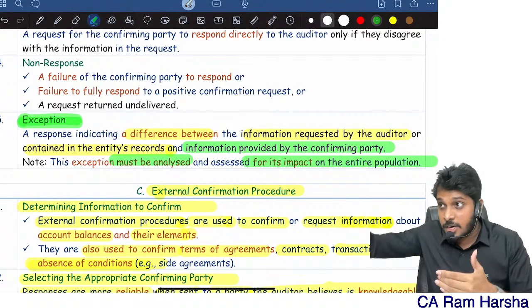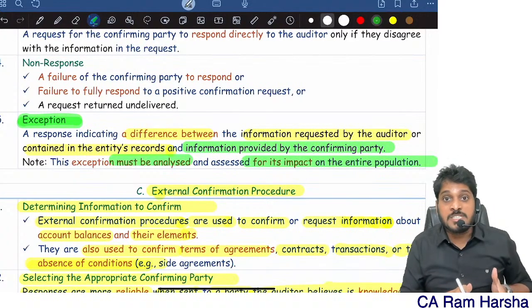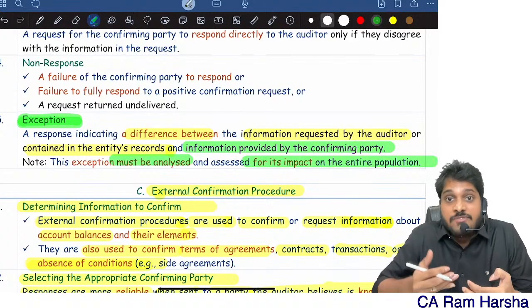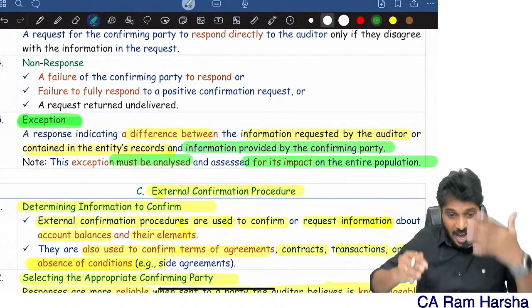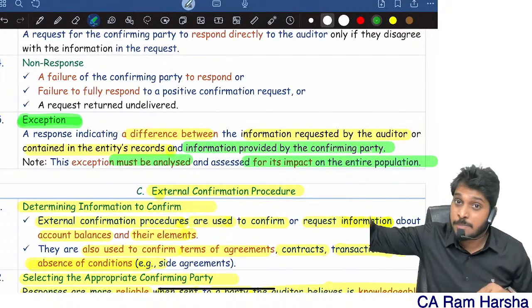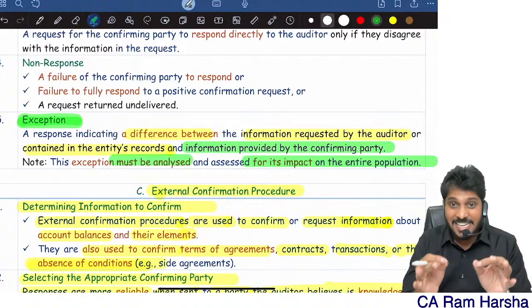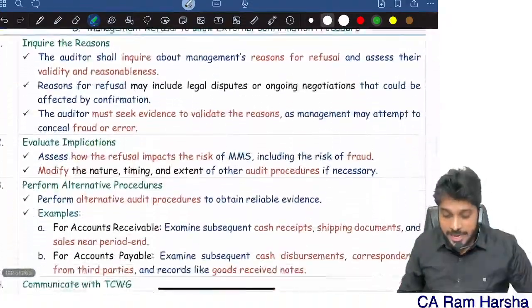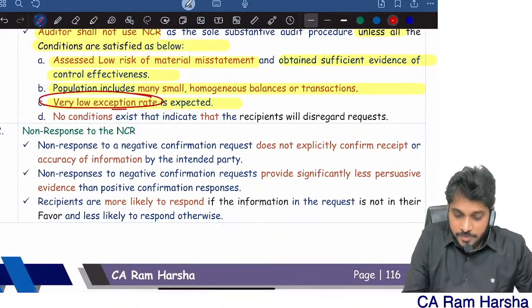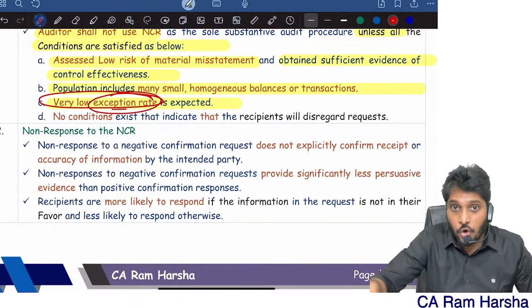Many students will think if third party replied with a different amount, then our books of accounts are misstated. No, wrong. You need to investigate further why there is a difference between our records and third party records. Sometimes third party records might be wrong. So that's exception.